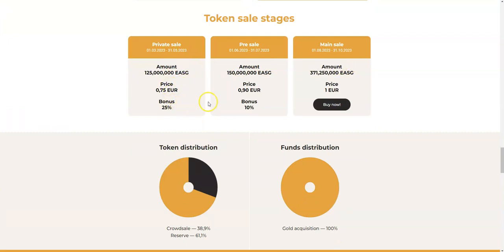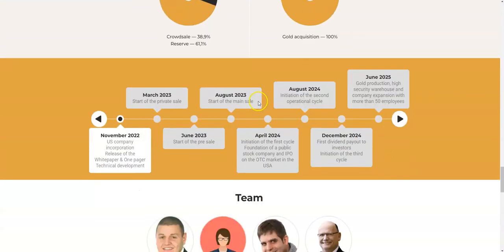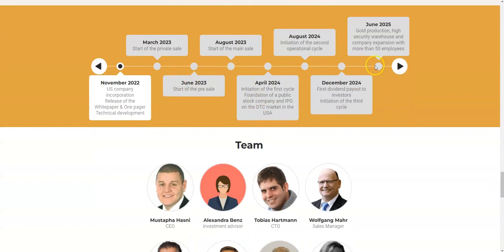And you can see the bonus for each of them respectively and how the token distribution works with crowd sale, reserves, and fund distribution. Also, the roadmap right here, as we're talking about it, we are in the first quarter of 2023. So the private sale is kicking off, then the pre-sale, the main sale, the initiation of the first cycle foundation, the initiation of the second one, first dividend payouts to investors, and the initiation of the third cycle.